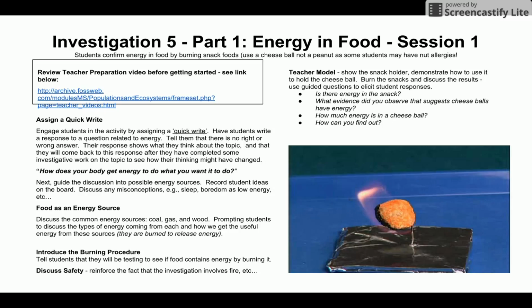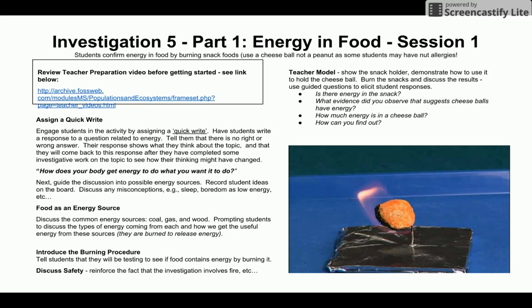Engage students in the activity by having them do a quick write. Tell students that they will be answering a question related to energy. There is no right or wrong answer. Their response shows what they think about the topic, and they will come back to this response after they have completed the investigative work on the topic to see how their thinking might have changed.